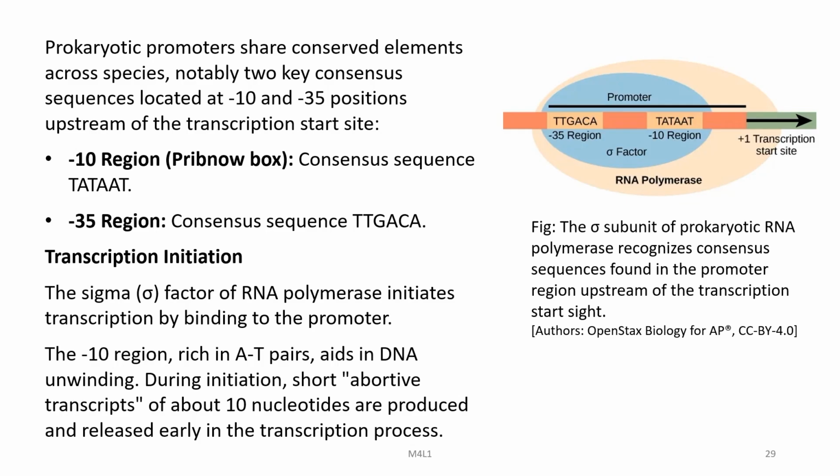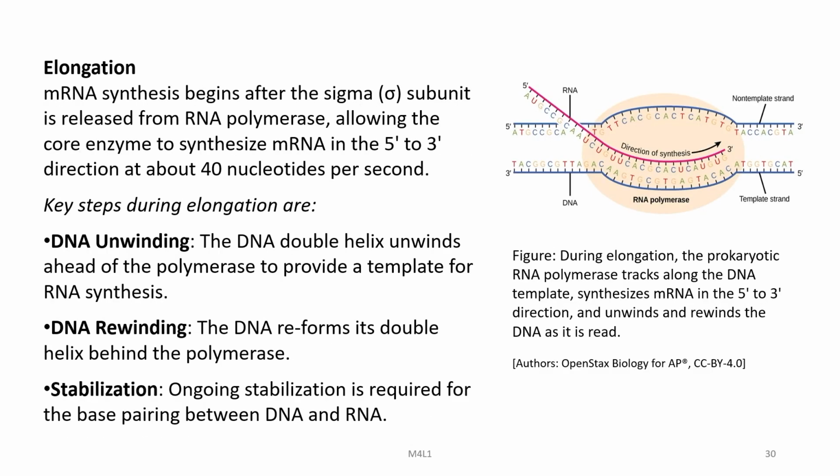The sigma factor of RNA polymerase initiates transcription by binding to the promoter. The -10 region, rich in AT base pairs, aids in DNA unwinding. During initiation, short abortive transcripts of about 10 nucleotides are produced and released early in the transcription process. So, this is not a single strike process. It may keep on trying several times. It is like kick-starting a vehicle in old times, where you start the process again and again, and ultimately when the kick is optimum, the whole process begins.